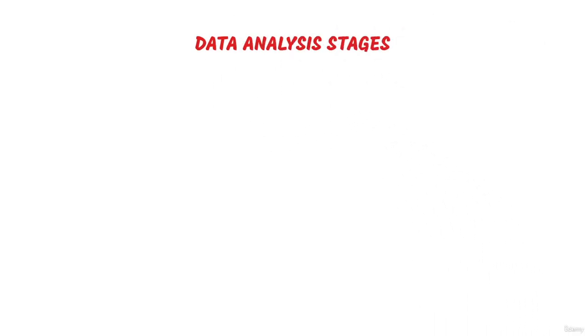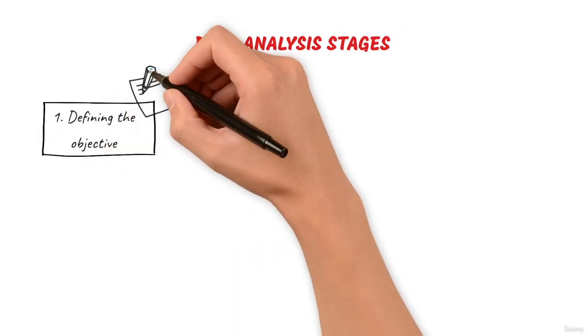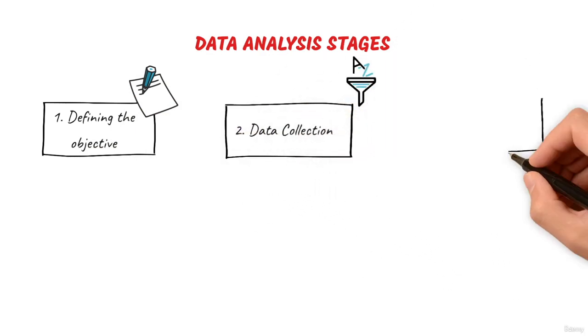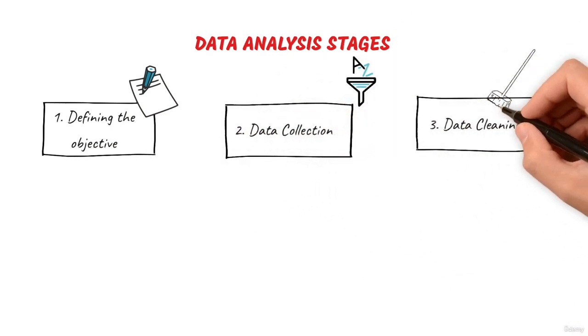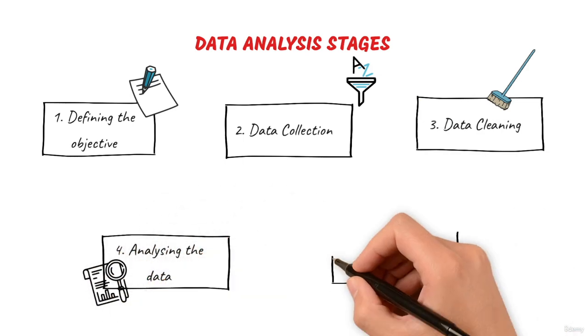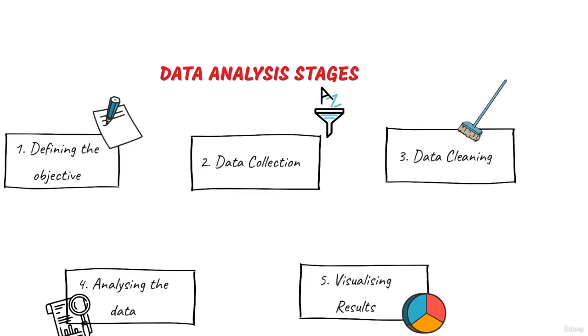There are 5 main stages to be aware of: defining our objectives, collecting the data, cleaning our data, analyzing the data, and finally visualizing the results, carried out in this order. And let's now have a look at each of these in a bit more detail.